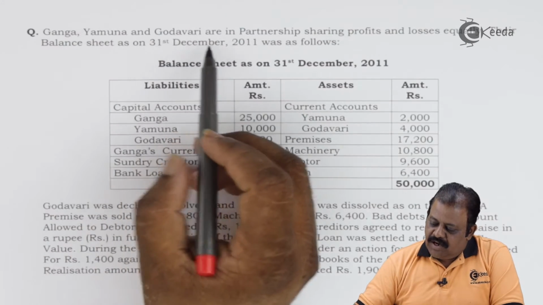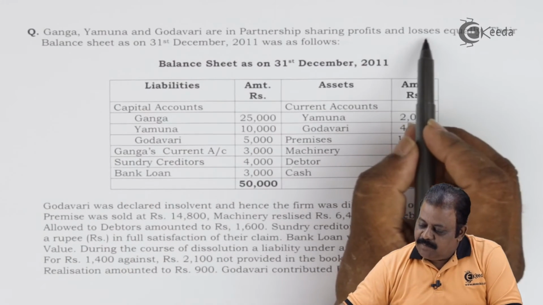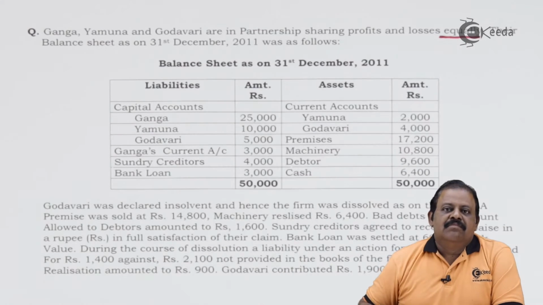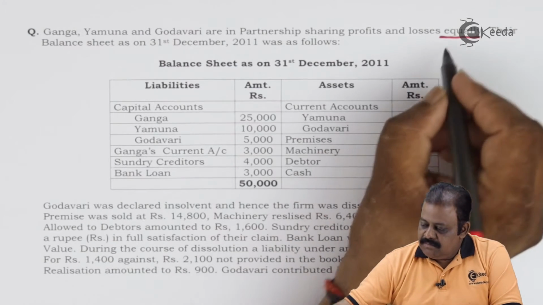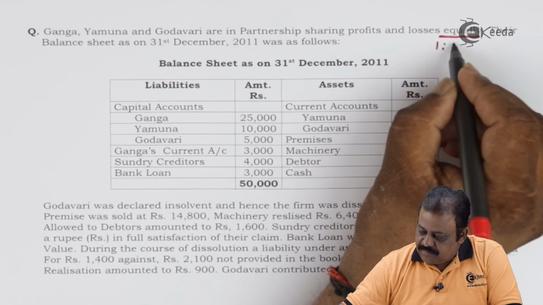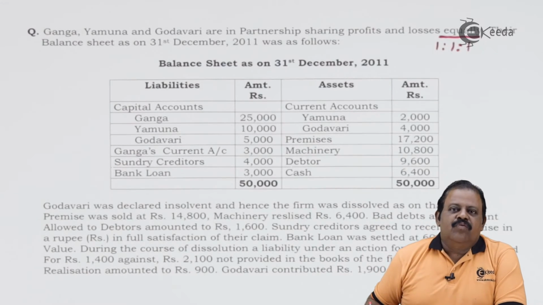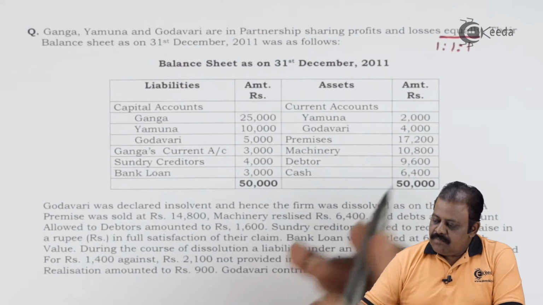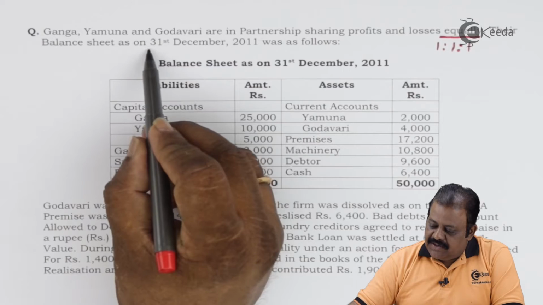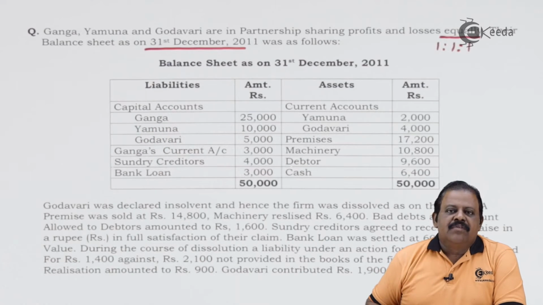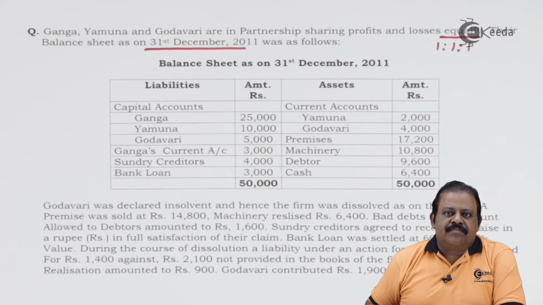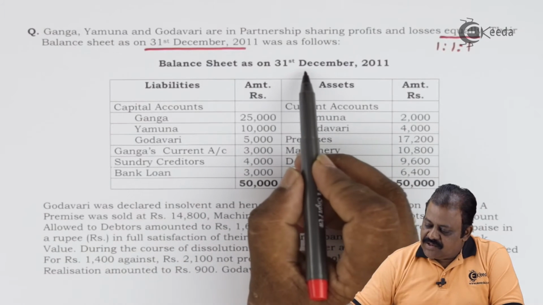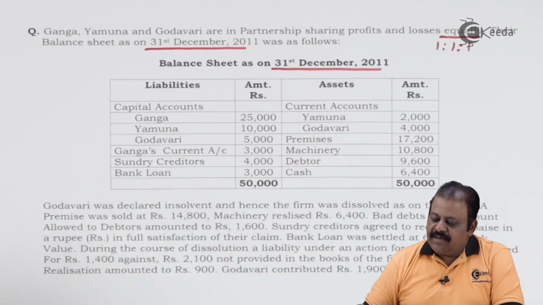Ganga, Yamuna, Godavari are in partnership sharing profits and losses equally. That means the ratio is 1:1:1. Their balance sheet as on 31st December 2011 was as follows. Balance sheet as on 31st December 2011.